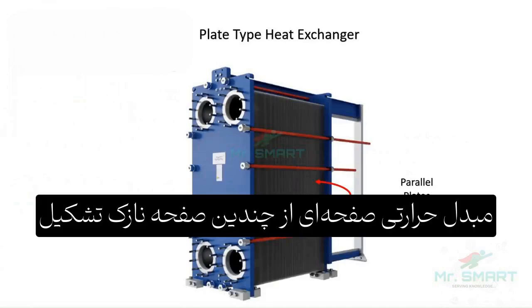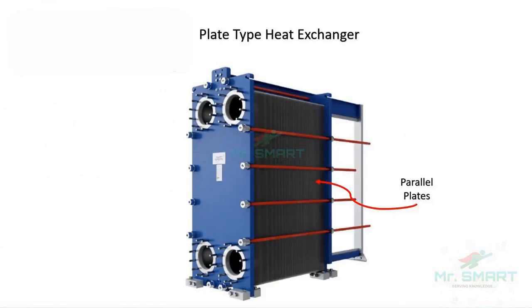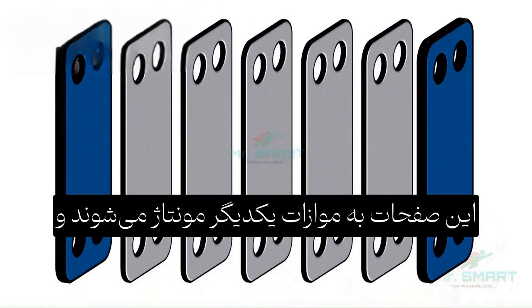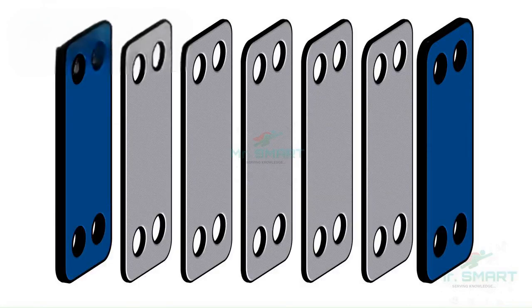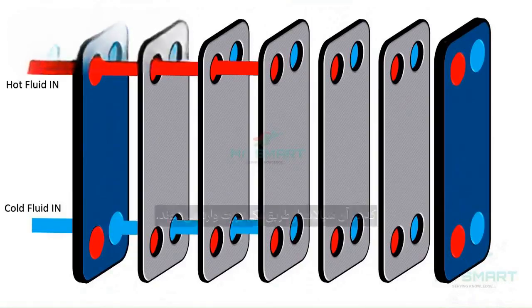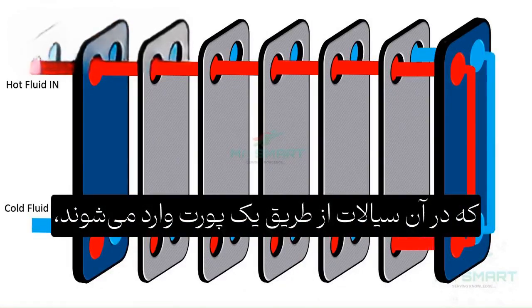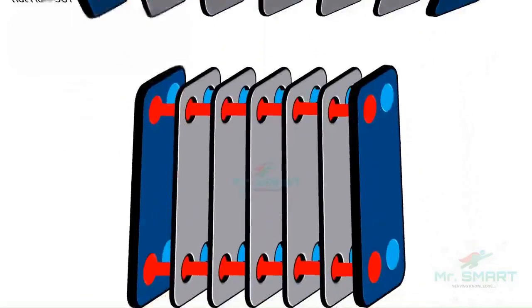The plate type heat exchanger consists of multiple thin plates stacked together. These plates are assembled in parallel to each other and have provisions allowing the fluid flow between them. Usually these heat exchangers have ports in which the fluids enters through one port, flow throughout the entire length, and return back at other end.